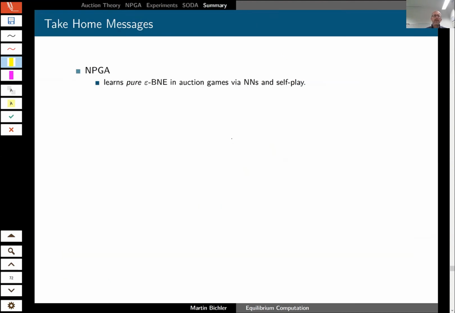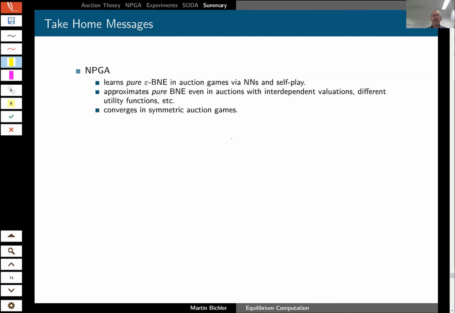A brief summary: I was telling you about NPGA. This is a technique that learns pure epsilon Bayes Nash equilibria in auction games via neural networks and self-play. We approximate pure Bayes Nash equilibria, even in auctions with interdependent values and different types of priors and utility functions, which is interesting for various purposes. And we can show that we converge in symmetric auction games. Empirically we can do more, but we don't have a proof.